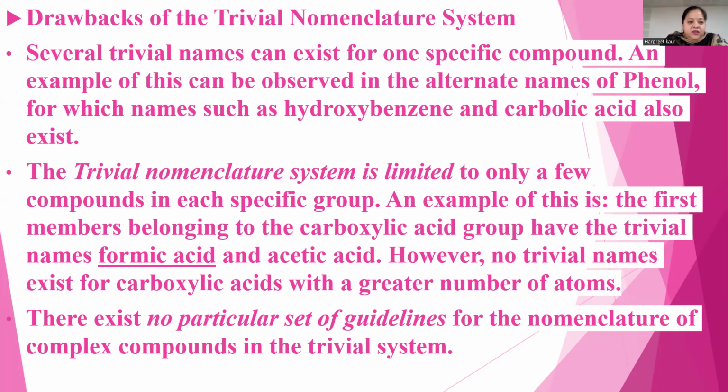An example of this is the first members of the carboxylic acid group. They have trivial names like formic acid and acetic acid, but no trivial names exist for carboxylic acids with a greater number of atoms. There exists no particular set of guidelines for the nomenclature of complex compounds in the trivial system.